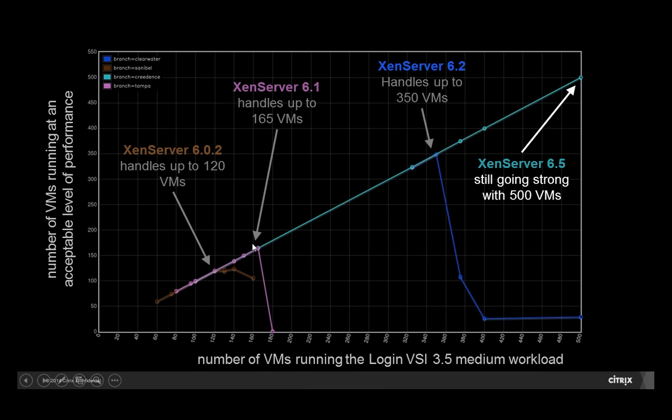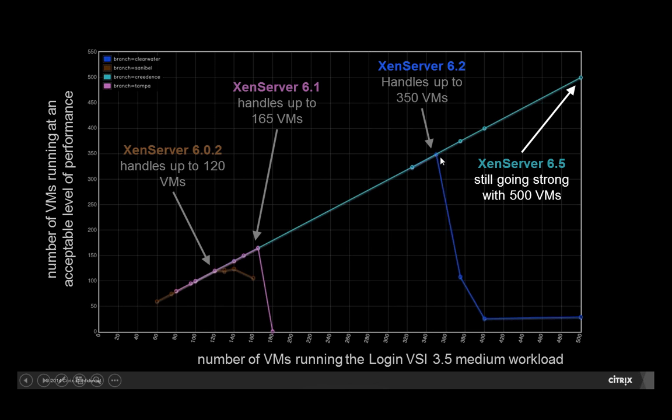And when you drop off that linear relationship, that's when you know your hypervisor is actually affecting the overall number of VMs that you can run on that machine. So in previous releases, you can see with XenServer 6.0.2 with the brown line here, we managed to get up to about 120 VMs before we started to see that. Not every VM that we were starting was a responsive, performant VM. 6.1, we're up at 165.